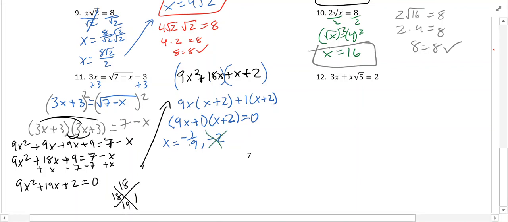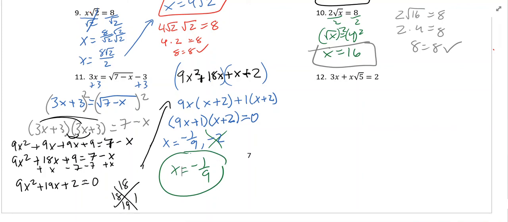But oftentimes people want to just see the fraction and they assume the fraction doesn't work, but you actually have to plug in and check. So x equals negative 1/9. So that's our solution. But again, you would need to check both of those. And you have a calculator, so you could use the calculator.